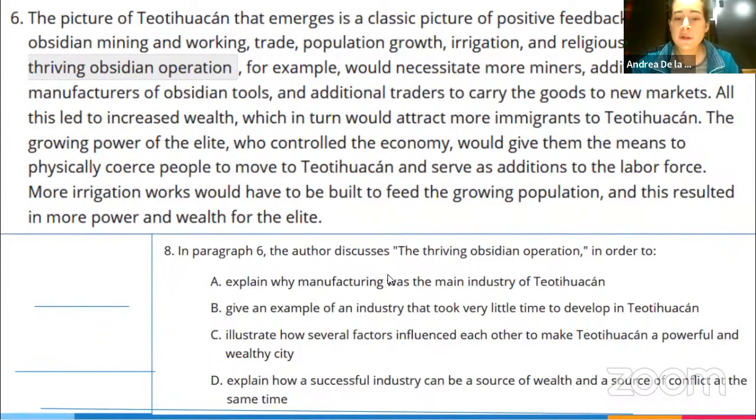So yes, that's really important, identifying the main idea of each paragraph is going to be a big help for every single question, not only this one. And for your writing too, because in your writing, you're going to have to do something like this. You're going to propose a main idea and then use evidence to support it, right? And there are many ways in which you can do that. One of them, the most common one, is giving examples. Like in this case, right? The thriving obsidian operation is only an example of the main idea, but the main idea is something else.